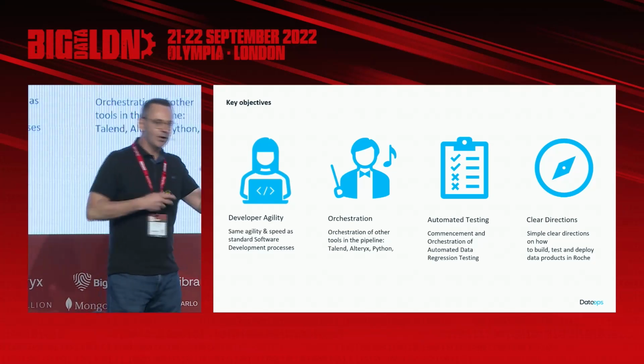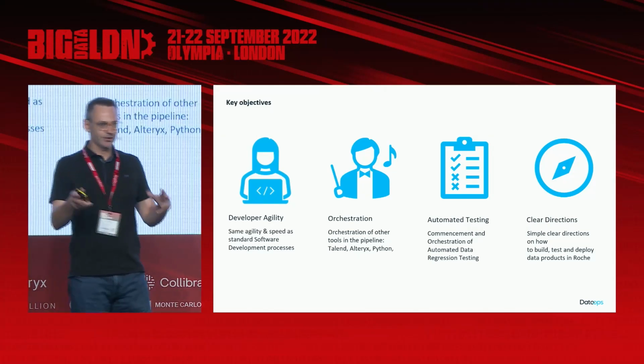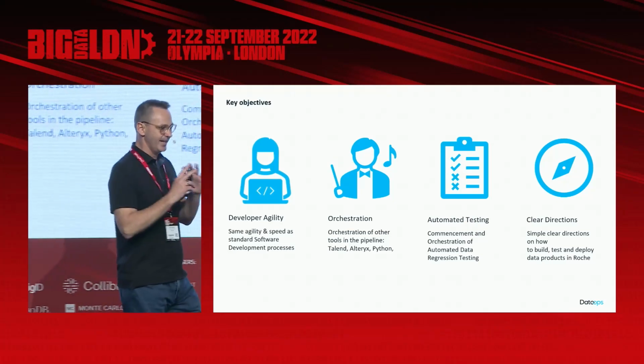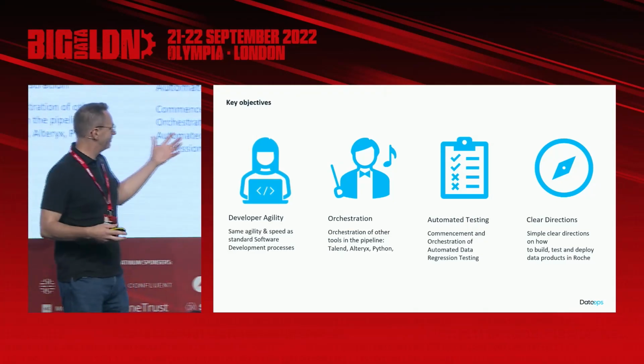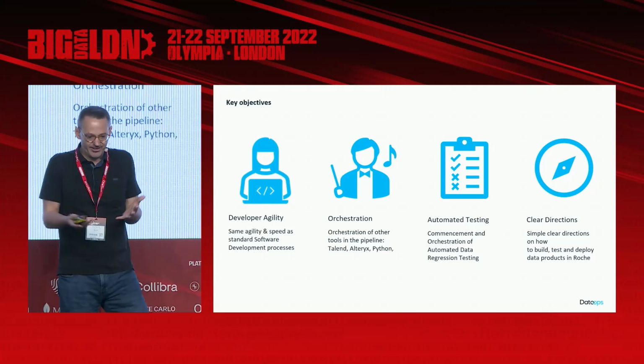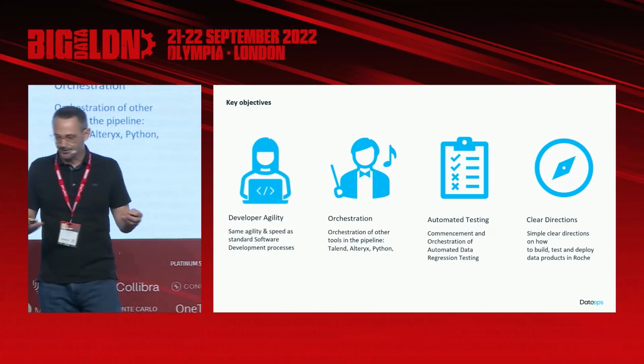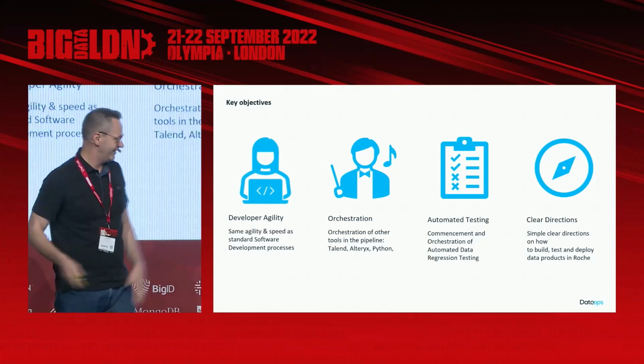Orchestration, we need something that orchestrates everything, not just a little part, but everything. Automated testing, obviously we need that, and just clear directions. Yeah, this is how to do it. Your vanilla developer comes in, boom, boom, boom, it's done very quickly.